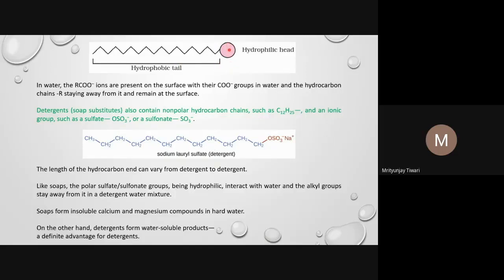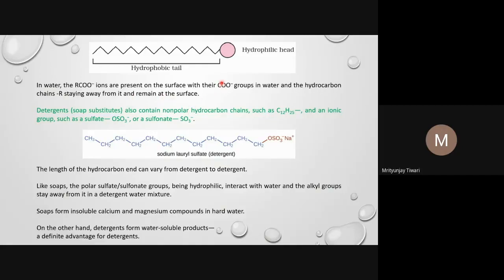People also represent a fatty acid in this form because even in the fatty acid, COOH is the hydrophilic part. So in water, the RCOO minus ions are present on the surface with their COO minus groups in water, and the hydrocarbon chains are staying away from it and remain at the surface.